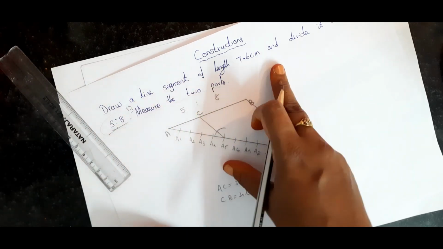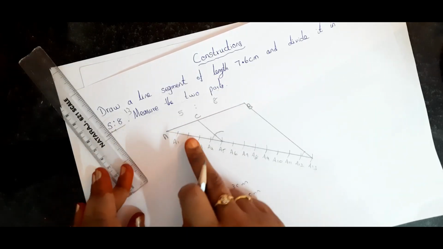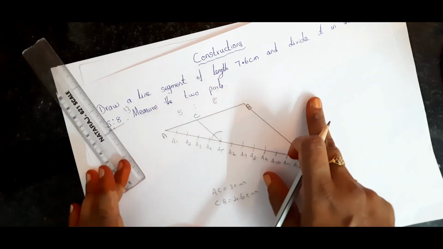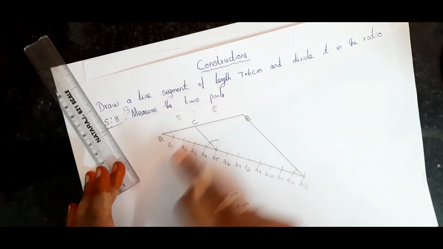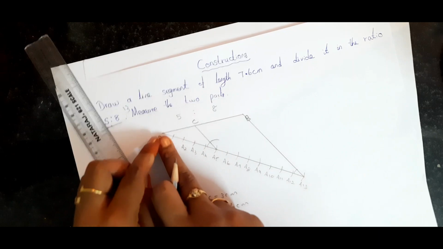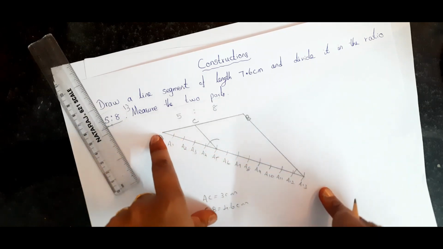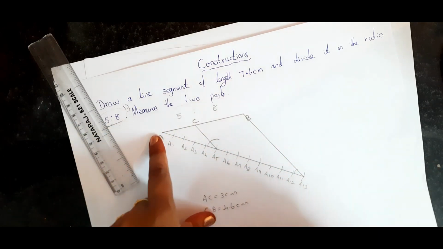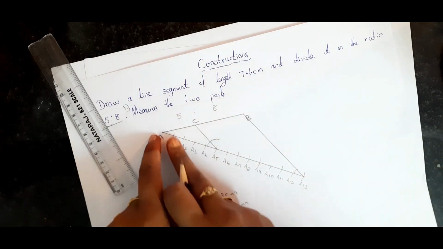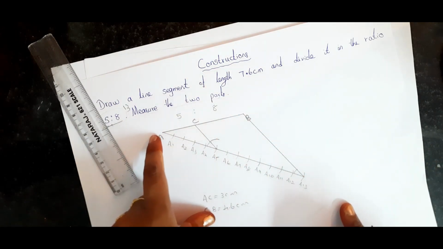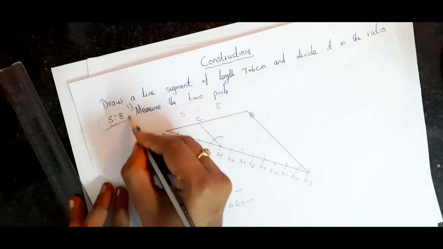First, we have to draw a line segment. So using scale, we should draw a line segment AB. How much length? 7.6. I drew the line segment. Then from A, we need to make an acute angle. Acute angle means less than 90 degrees. You can take 30 or 40. I took 30 degrees. Then extend the line.